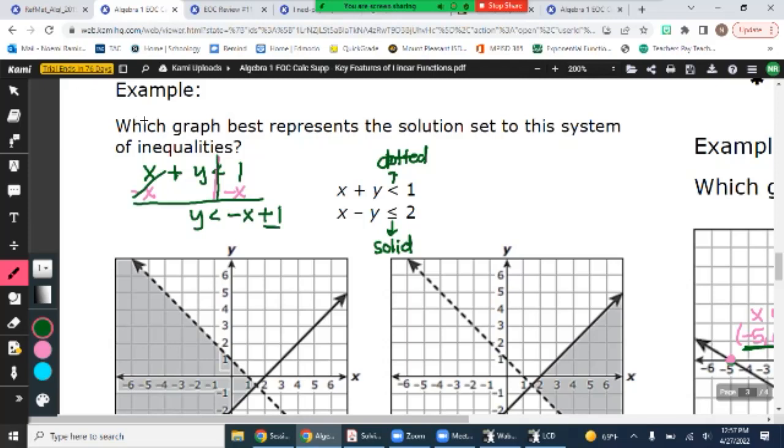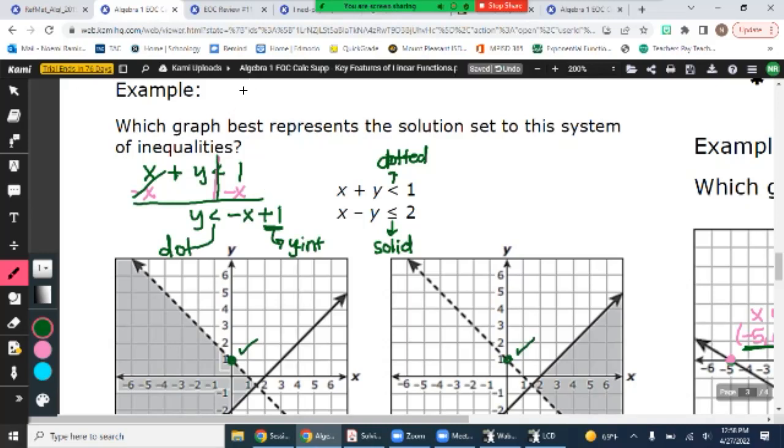But I do know that that positive one represents my y-intercept. So I should have a dotted line at a y-intercept of 1. One, dotted line. Y-intercept of 1, dotted line. We're good there. Let's do the next one.